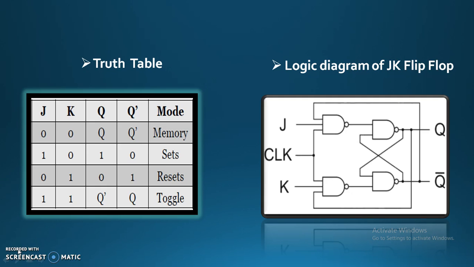The characteristic equation of the JK flip-flop is basically next state equal to J times present state complement plus K complement times present state.